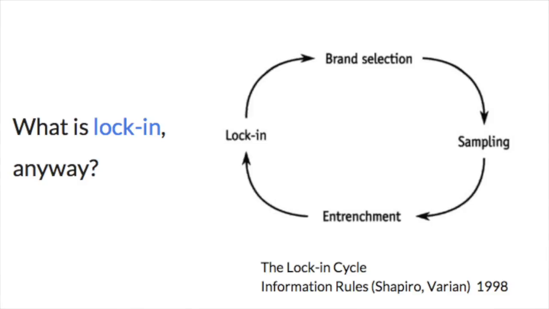And there's a cycle that goes with it. There's this lock-in cycle. And it's fascinating, actually, because in the first phase of cloud, depending on how much you've adopted AWS, you may find yourself going around this loop several times. What happens is that you aren't born locked into any technology, but you make a selection of a brand, and then you begin to try it out. And as you move that into common practice and production, you become entrenched.